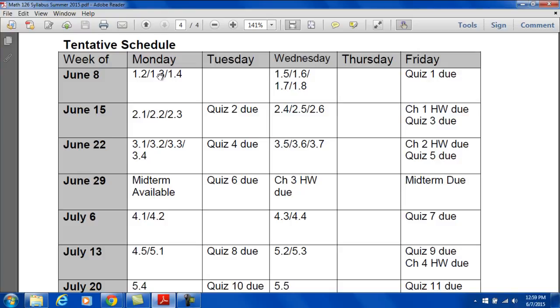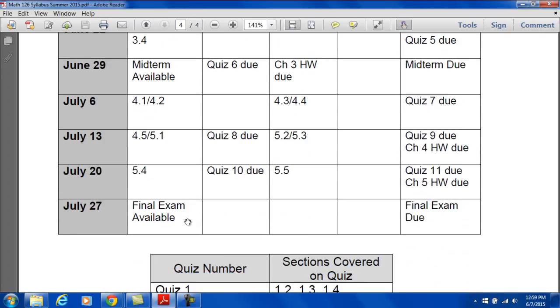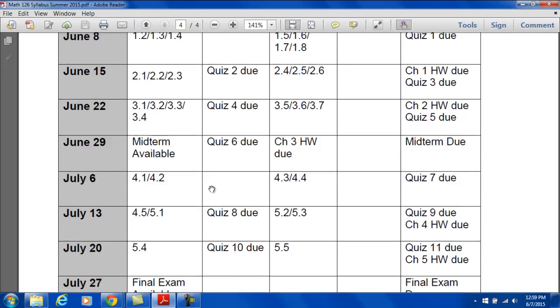Then we have Chapter 3 to cover. Then we have a midterm. Then we have Chapters 4 and 5, and then a final. So it kind of slows down, but the work in Chapter 4 and Chapter 5 gets a little deeper.